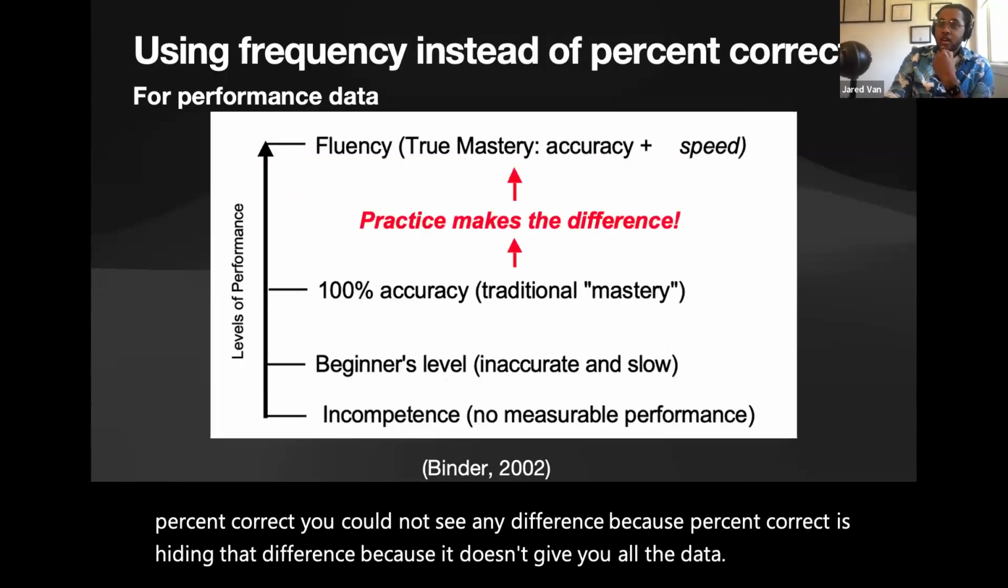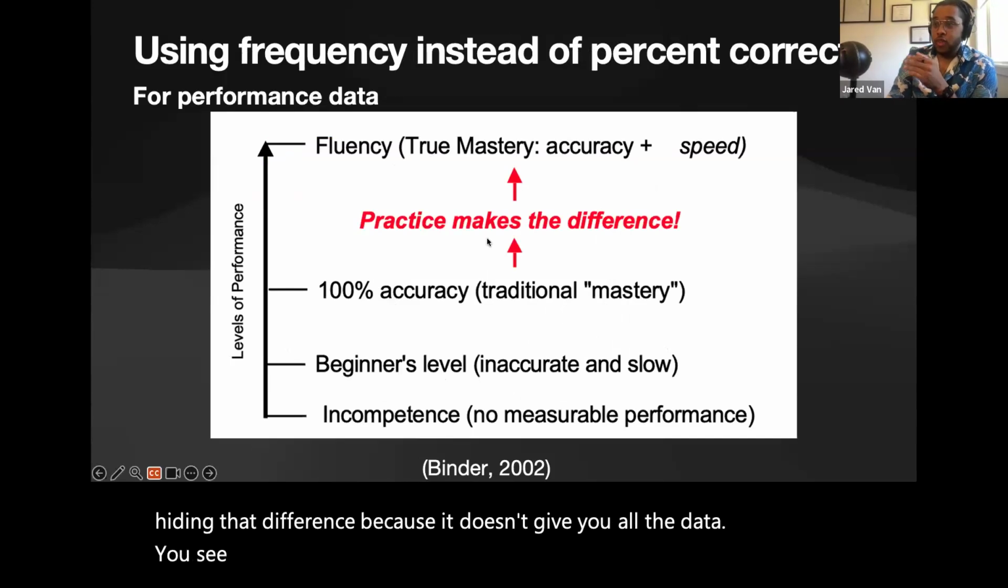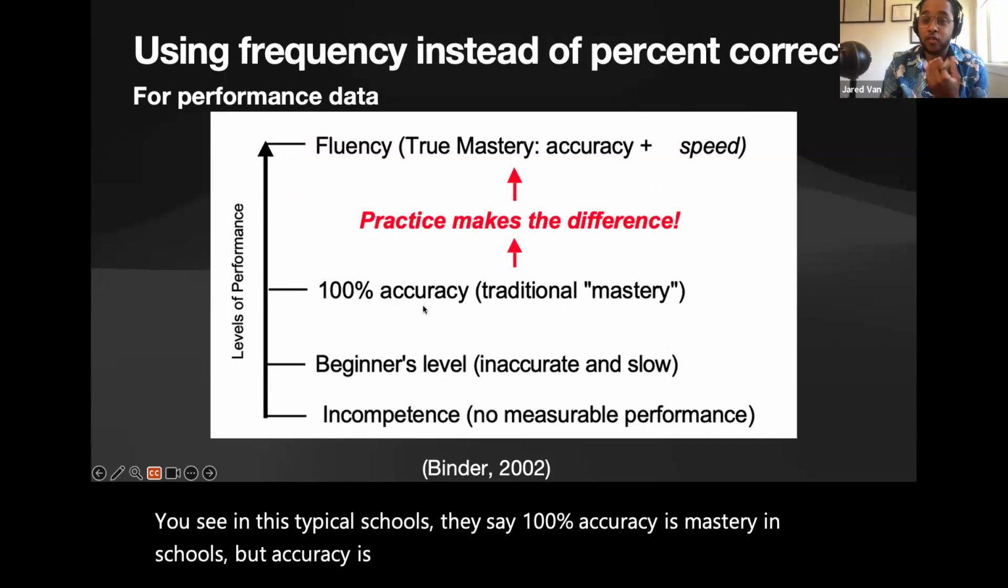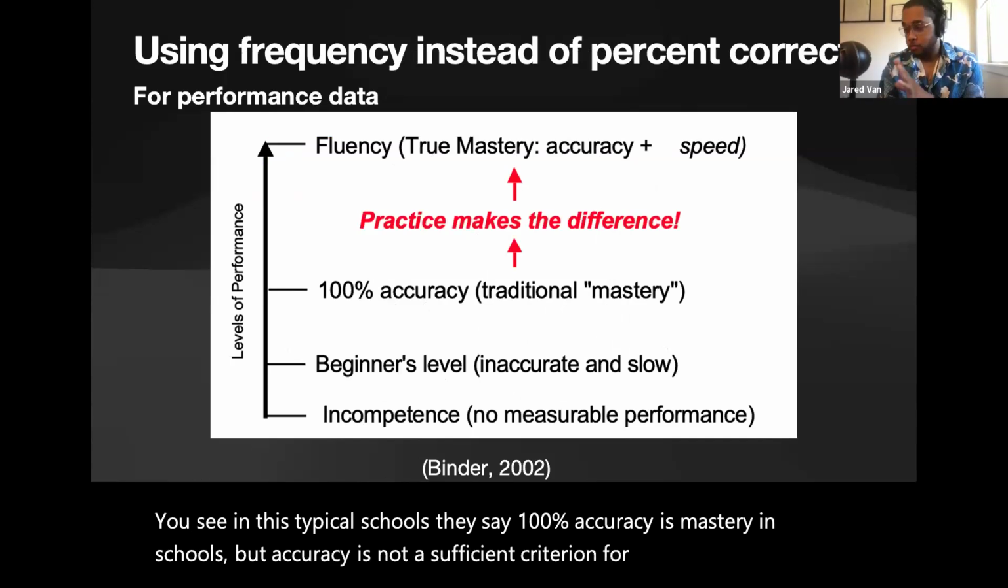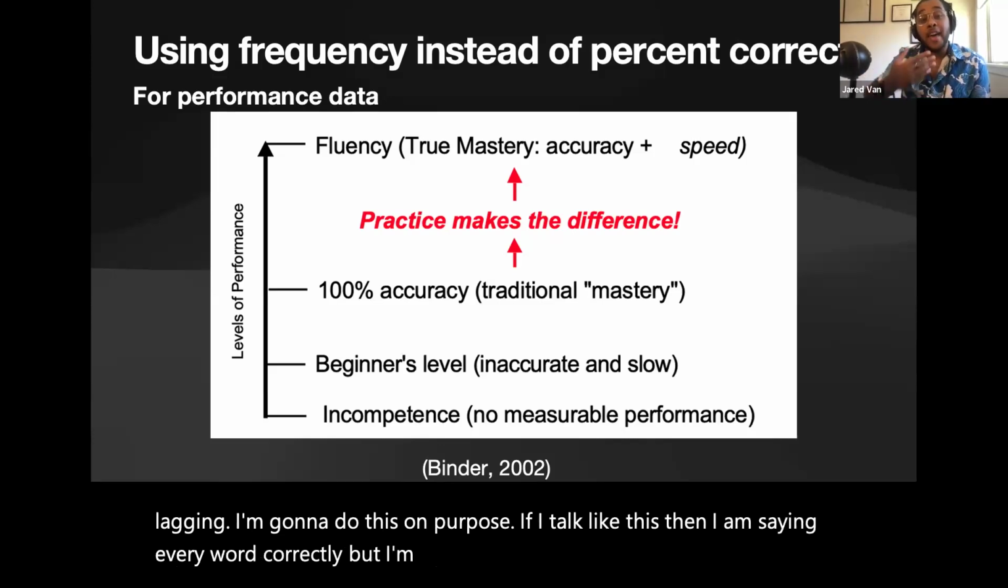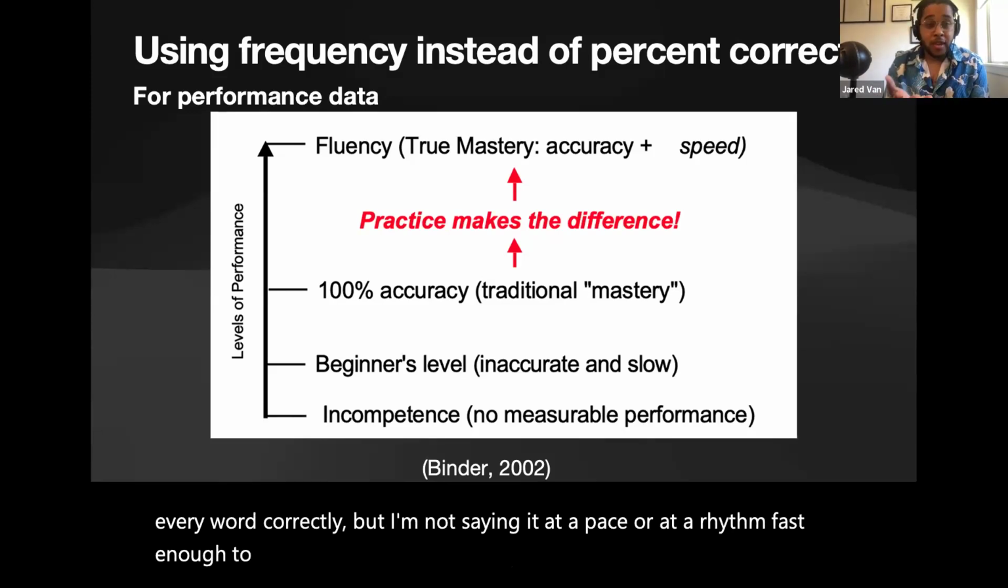You see, in typical schools, they say 100% accuracy is mastery. But accuracy is not a sufficient criterion for mastery. I'm not lagging. I'm going to do this on purpose. If I talk like this, then I am saying every word correctly, but I'm not saying it at a pace or at a rhythm fast enough to emulate natural speech.